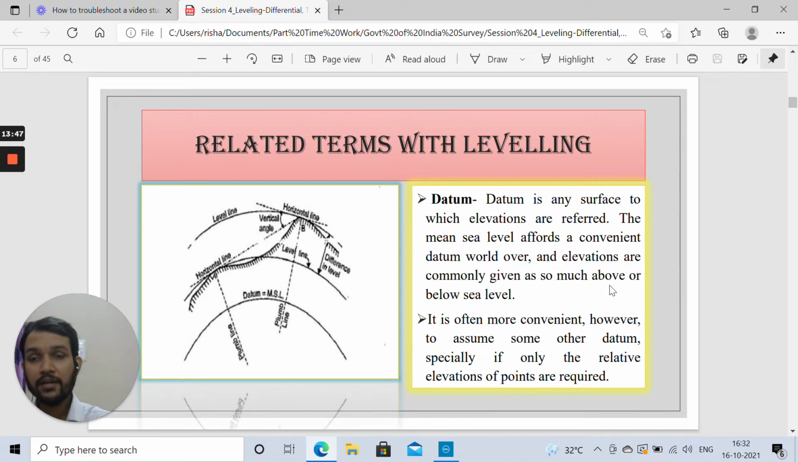Okay, but it has been clearly written that it is often more convenient to assume some other datum. Why is it required? Because when you are conducting a survey at any particular site, it is not at all required that you first determine the reduced level of a point with reference to the mean sea level, that is, the benchmark station's RL. You can consider, based upon your experience or your requirement, any other datum, or you can even consider that particular point as datum and take its elevation as 0, and with reference to that point you can compute the elevation of all the other points on the ground.